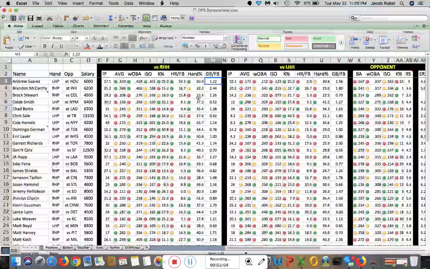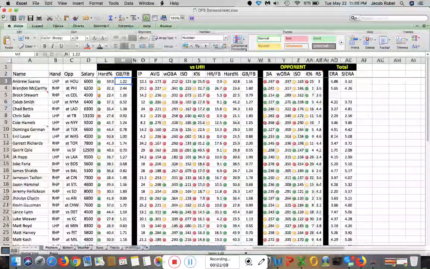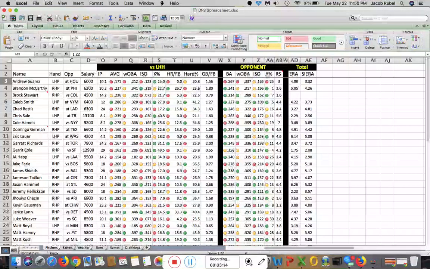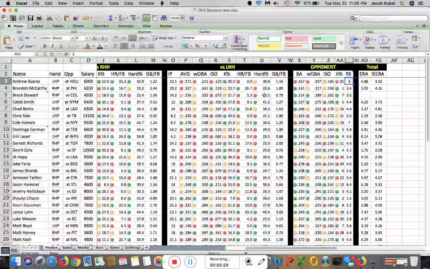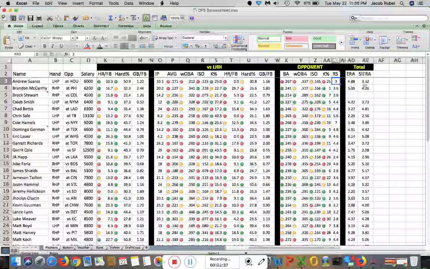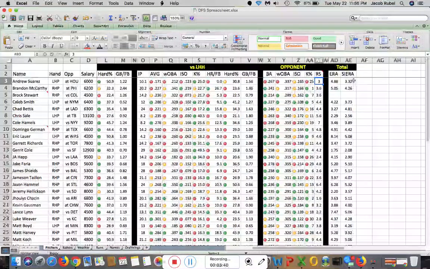Again, after the right-handed and left-handed batter splits, I have opponent averages: batting average against, WOBA, ISO, K percentage, and this RS, which you'll see I have a note next to. This is the opponent's average runs scored in their last 5 games. I just kind of like to use this as a way to see where the opponent is trending as far as batting. And lastly, on the end, you will see ERA and Sierra.